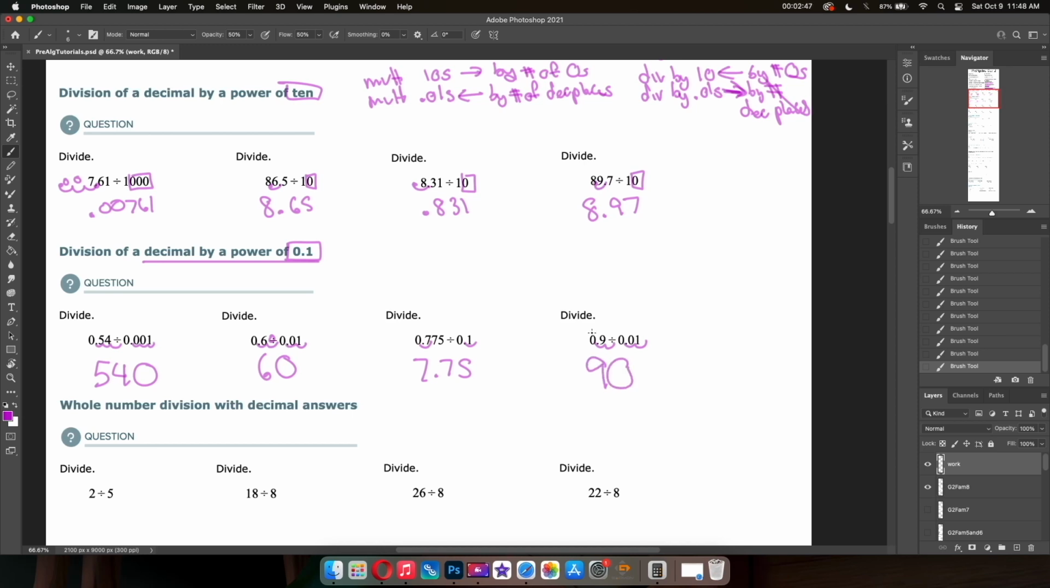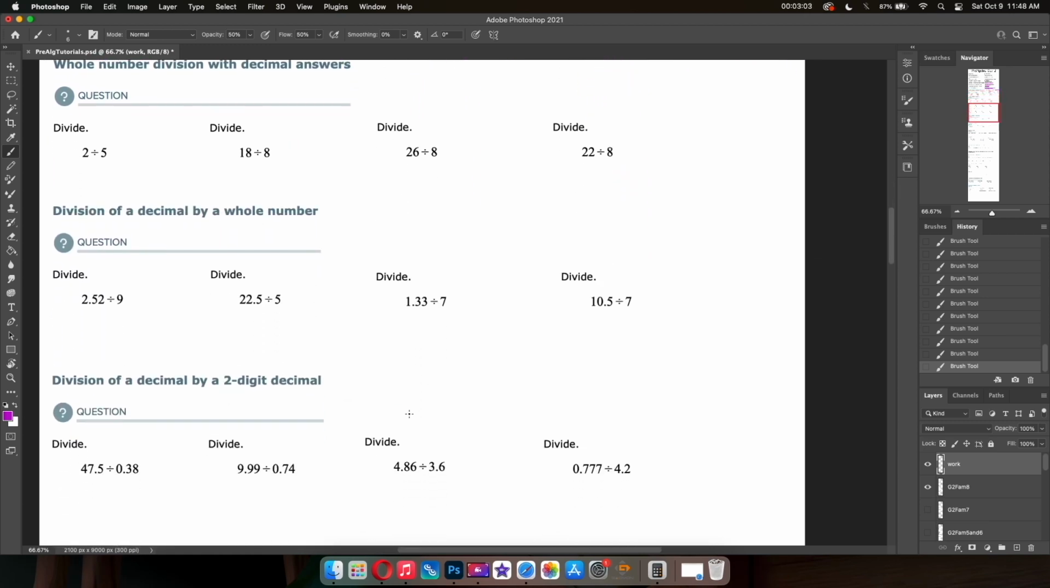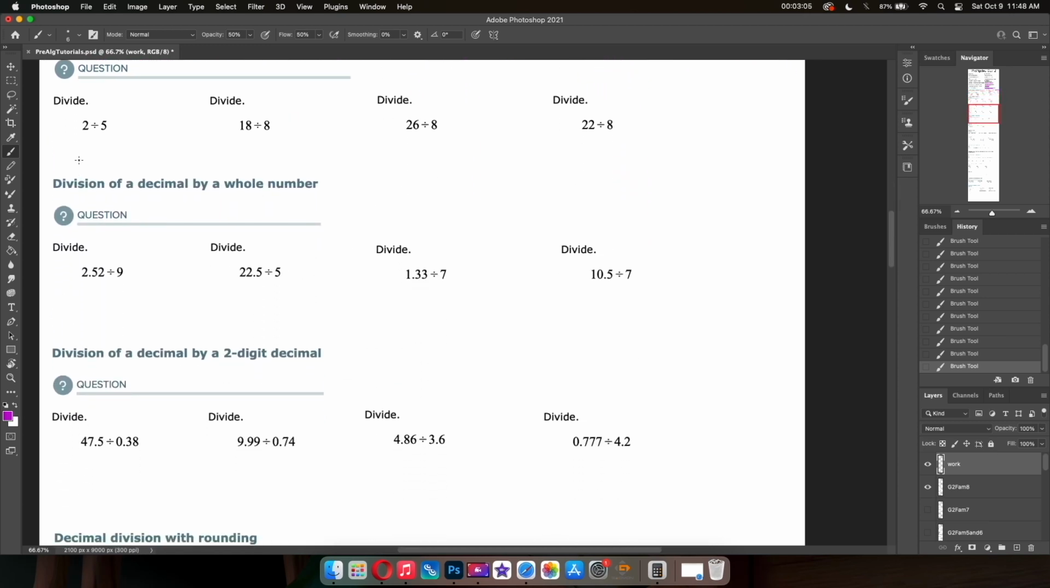So again, this right here, you're going to kind of low-key want in your notebook as reference until you've internalized this enough that you can do it on demand. Now, whole number division with decimal answers. What have we got here? All right, so 2 divided by 5. That's 2 divided by 5.